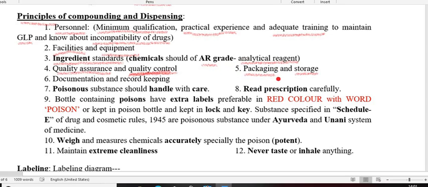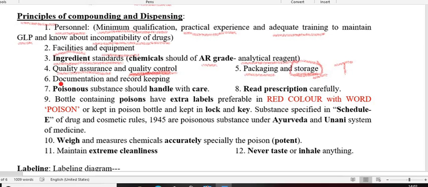If you are packing in a container and leaking occurs, then how should you keep the pharmacy preparation that you have prepared in the lab? And thereafter you have to store it well. Store it well means you have to take care of the temperature. If you are not taking care of the temperature, at higher temperature the ingredient may be destroyed. So these are the principles of compounding and dispensing that you are going to consider.